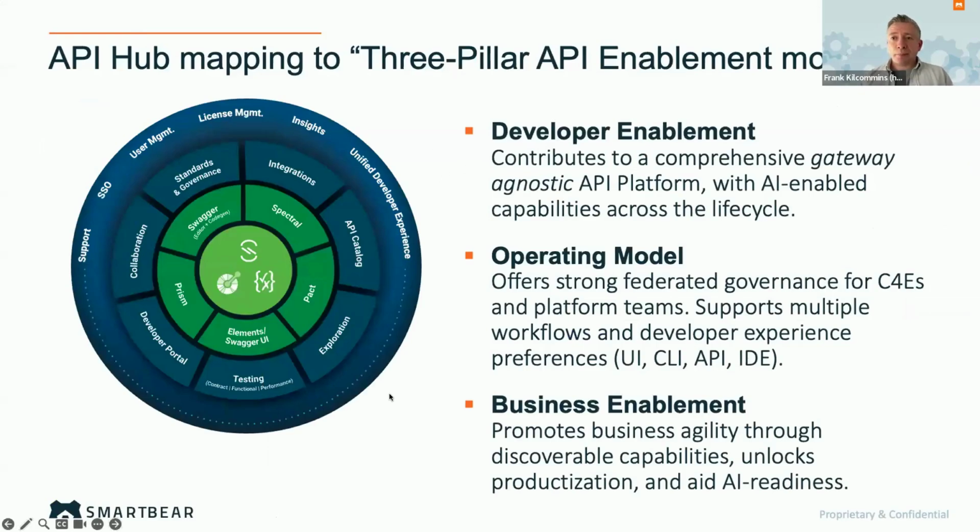I've mapped out how API Hub fits into the three-pillar enablement model that David was showcasing. We have developer enablement capabilities that will fit into your existing investments in a gateway agnostic manner. We're offering strong federated governance approaches for C4E or platform teams, across whatever workflow and experience they like. So if they like interacting with the user interface, or they prefer CLI or API integrations with their CI/CD flows, or indeed they want to work in a more IDE orientated experience, we will meet them where they are.